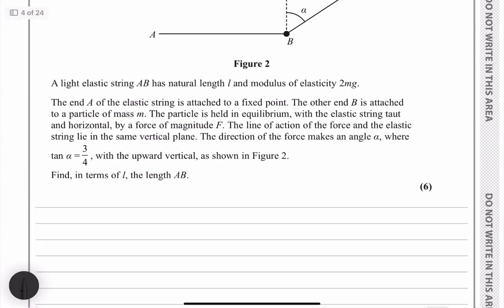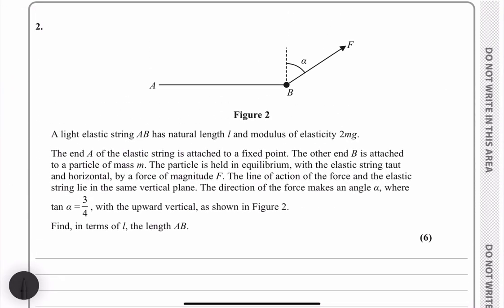On to question 2. A light elastic string AB has natural length L and modulus of elasticity 2mg. The end A is fixed, the other end B is attached to a particle of mass m, so this has weight mg. The particle is held in equilibrium, that's nice, everything is balanced, with the elastic string taut and horizontal by a force of magnitude F. The line of action of the force and the elastic string lie in the same vertical plane. The direction of the force makes an angle alpha, where tan of alpha is 3 over 4, with the upward vertical as shown in the diagram.